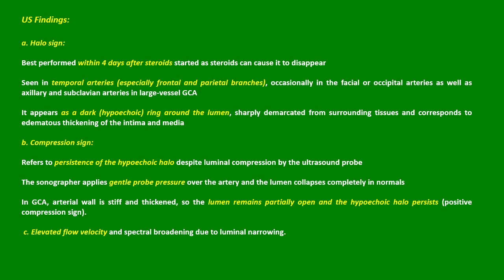B. Compression sign refers to persistence of the hypoechoic halo despite luminal compression by the ultrasound probe. The sonographer applies gentle probe pressure over the artery and the lumen collapses completely in normals. In GCA, the arterial wall is stiff and thickened, and so the lumen remains partially open and the hypoechoic halo persists, and this is called a positive compression sign. Other findings include elevated flow velocity and spectral broadening due to luminal narrowing.